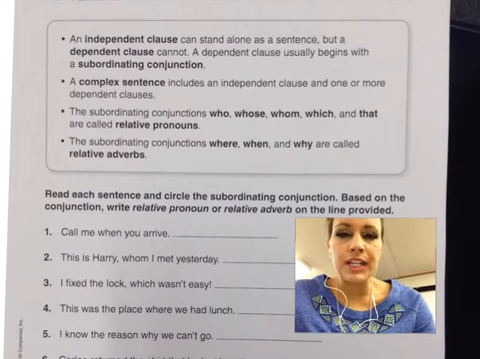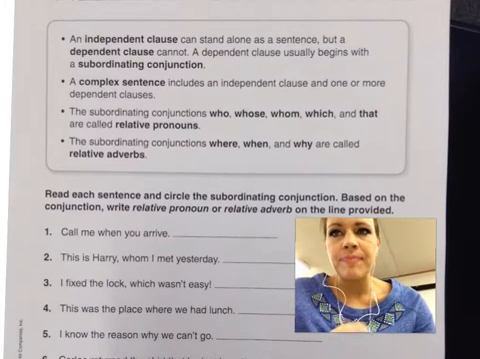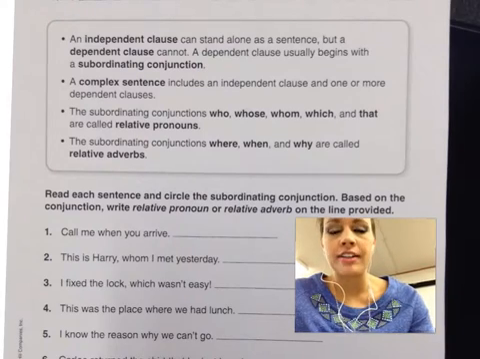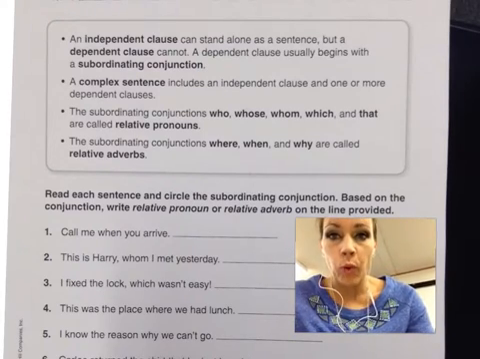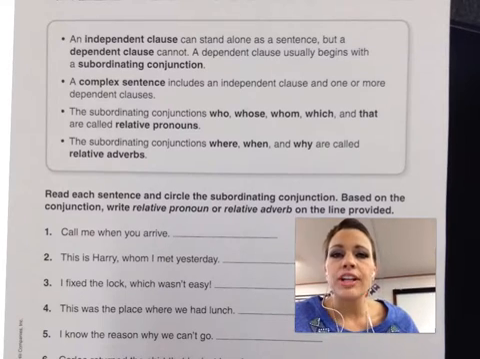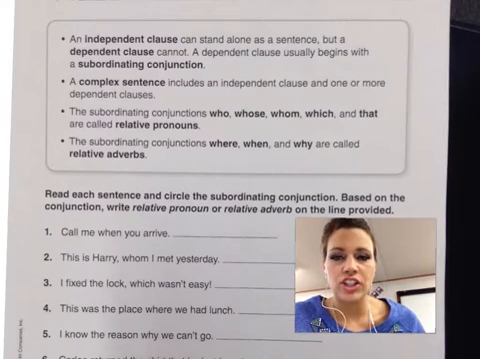Today you're going to be reading some complex sentences. A complex sentence has an independent clause and a dependent clause. Sometimes there's even more than one dependent clause in that sentence. Today you're going to focus on two different types of subordinating conjunctions.